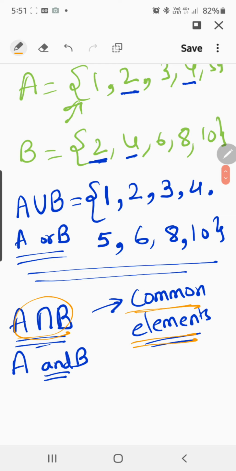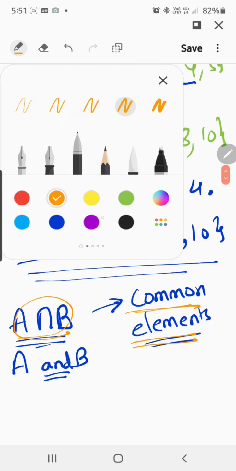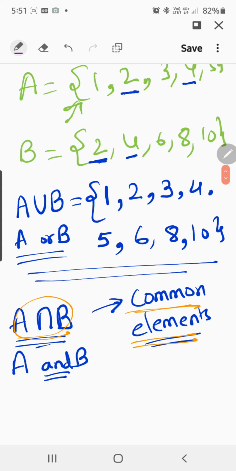That means 'and' implies the element should be in both. The element 1 is present in A but not in B, that's why it is not a common element. What about 2? 2 is an element present in both A and B. You have to understand it like this. So A intersection B is very simple: you write the common elements here.